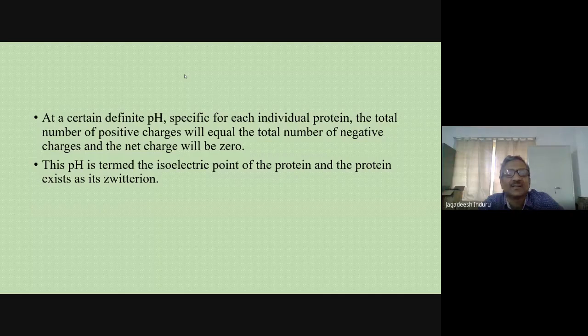At that particular point, the protein will have the highest yield, and more of it will be precipitated, so we can get that protein easily out of the mixture. This concept of isoelectric point is very important for purification, because at that pH the protein has the least solubility. That is the reason it precipitates out and the yield will be more. If you don't apply this concept, your yield of the protein will be less.